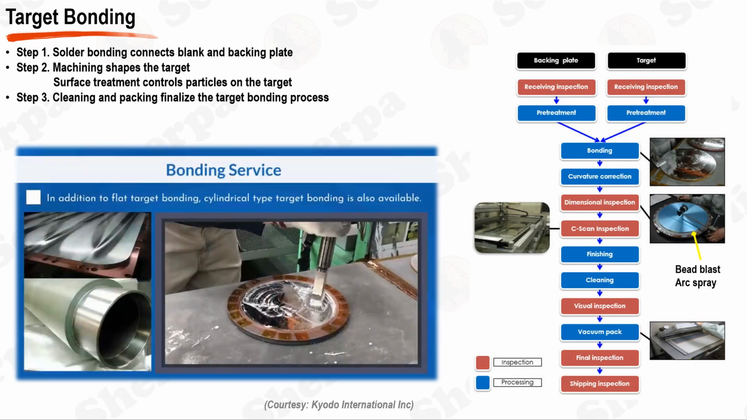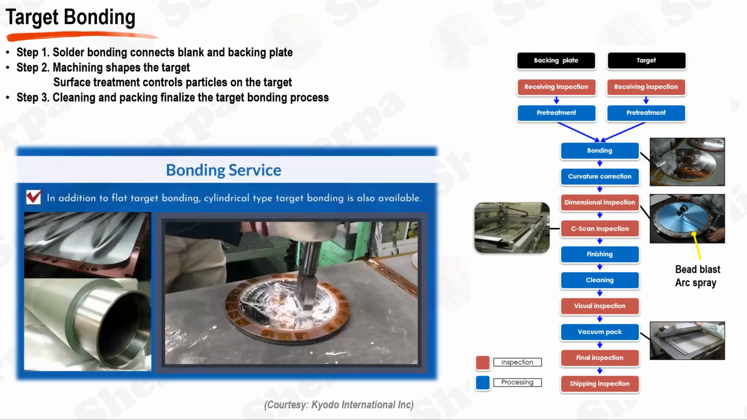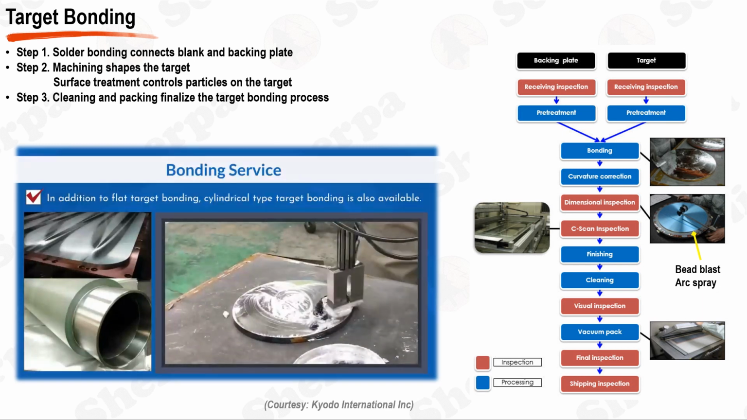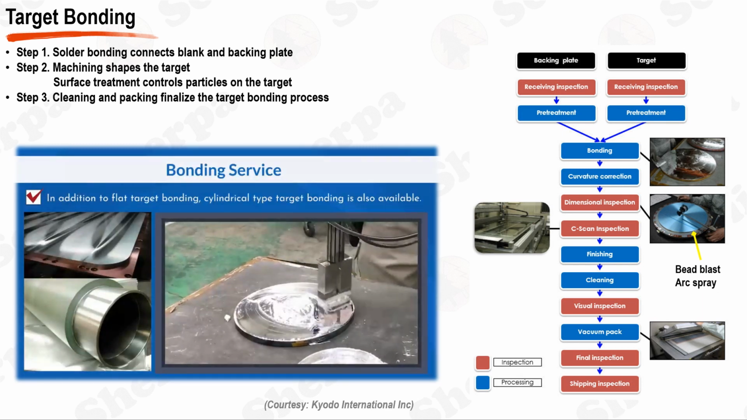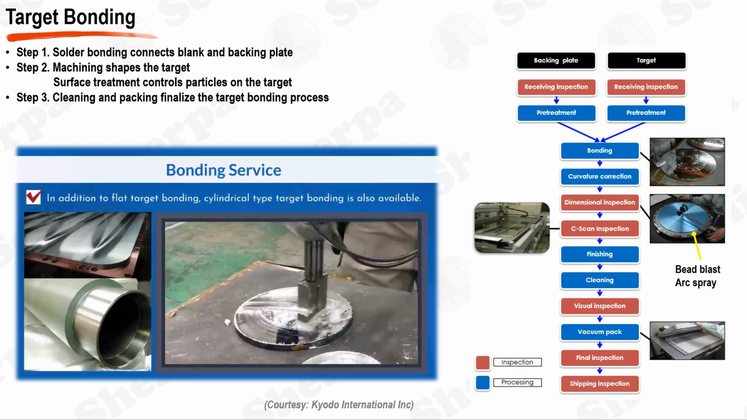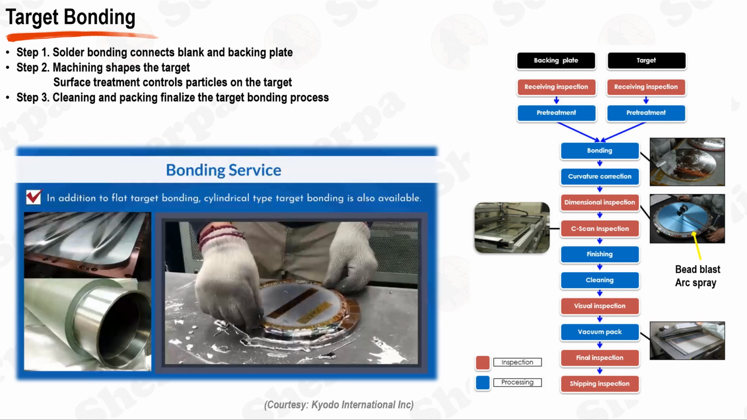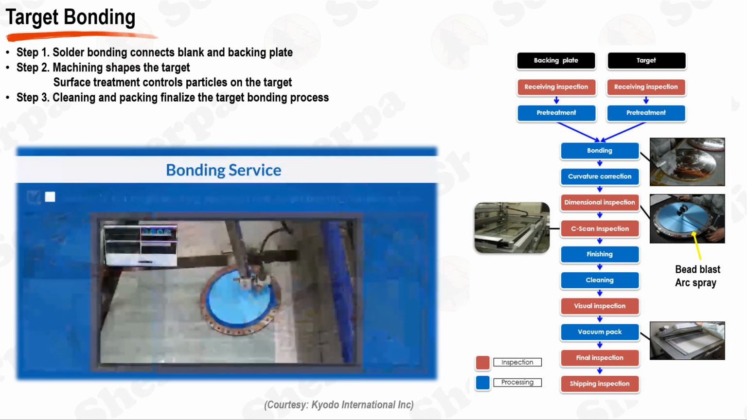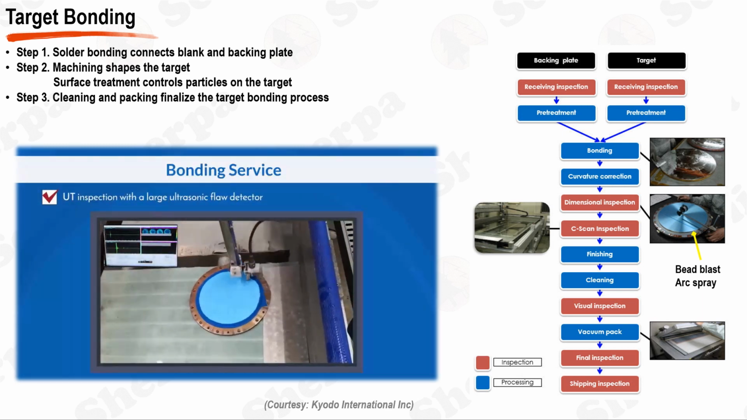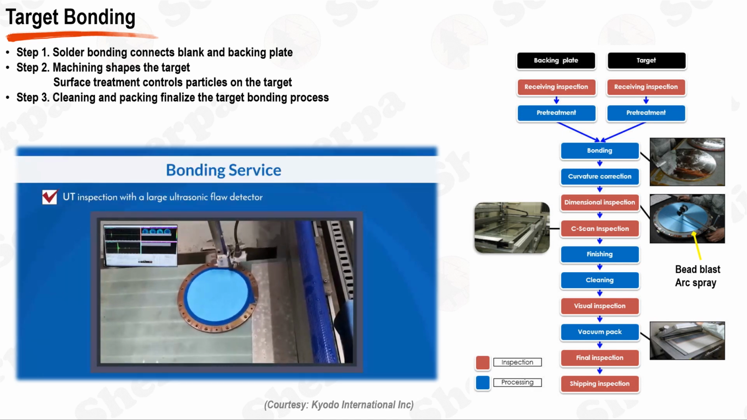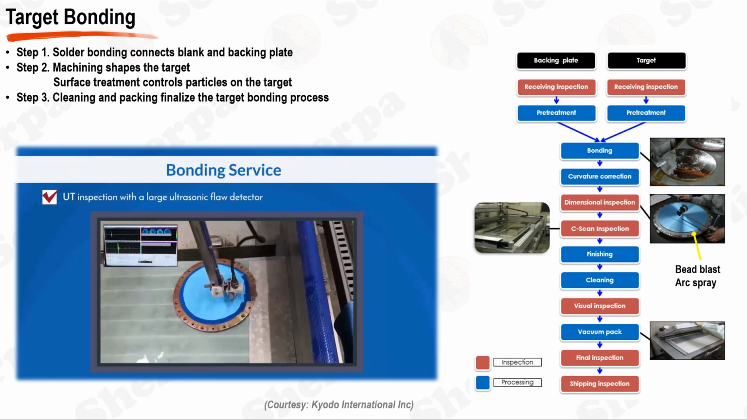The manufacture of PVD targets involves a crucial step known as target bonding, which is the union of the blank and the backing plate. This step is essential for the stability and integrity of the final target. The bonding procedure typically employs solder materials, with solder bonding or indium bonding being a commonly used approach. This method is widely applicable to many materials and is less susceptible to heat-induced alterations during the bonding process.